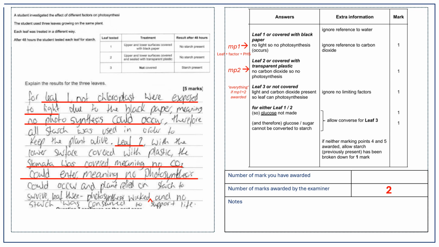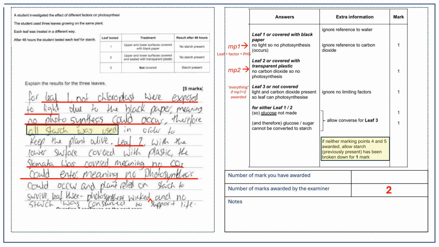Marking points 4 and 5 are then for referring to the production of glucose and the production of starch. This student does not mention glucose anywhere in their answer. They do make reference to starch by saying that all starch was used by leaf 1 to keep the plant alive. But because there is no reference to glucose, the student can't get marking point 5.